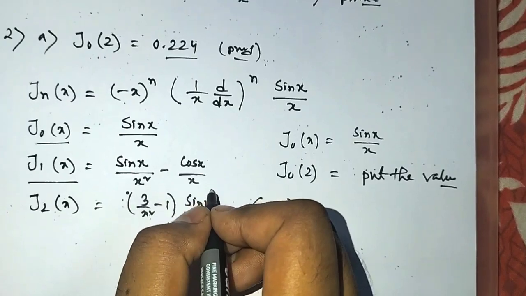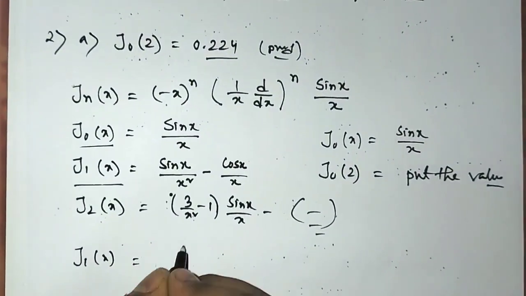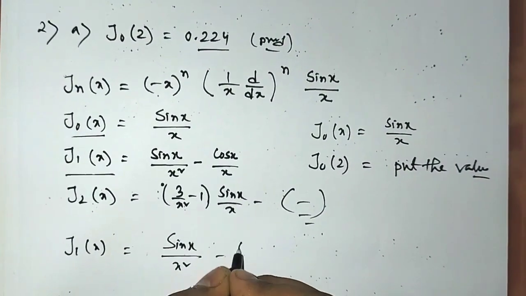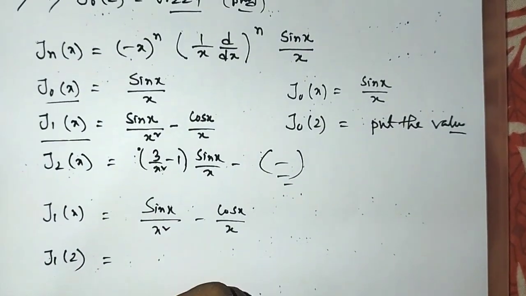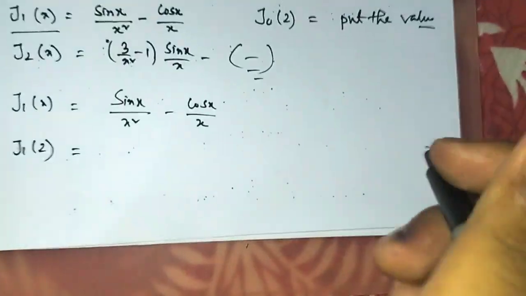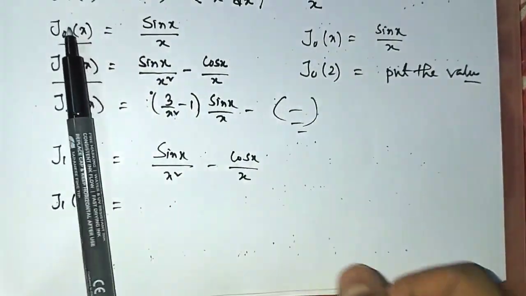And same process for J_1(x). So J_1(x) equals sin x / x square minus cos x / x. So J_1(2) equals, put the value 2. What will you get? I think the answer is wrong.